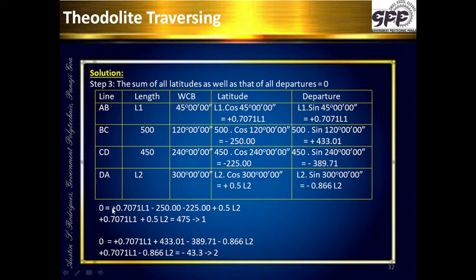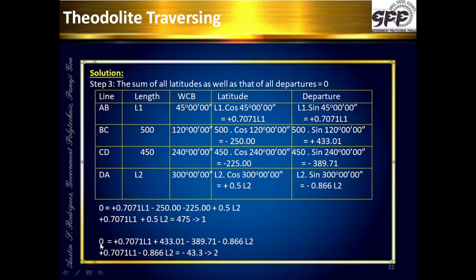Whatever we have taken over here, we put it equal to 0, and solving for the numbers, we get 0.7071 L1 plus 0.5 L2 will be equal to 475. That gives me equation number 1. When we solve this, we have 0.7071 L1, then 0.5 L2. The constant numbers go to the other side, and that becomes 475. That is my equation number 1.